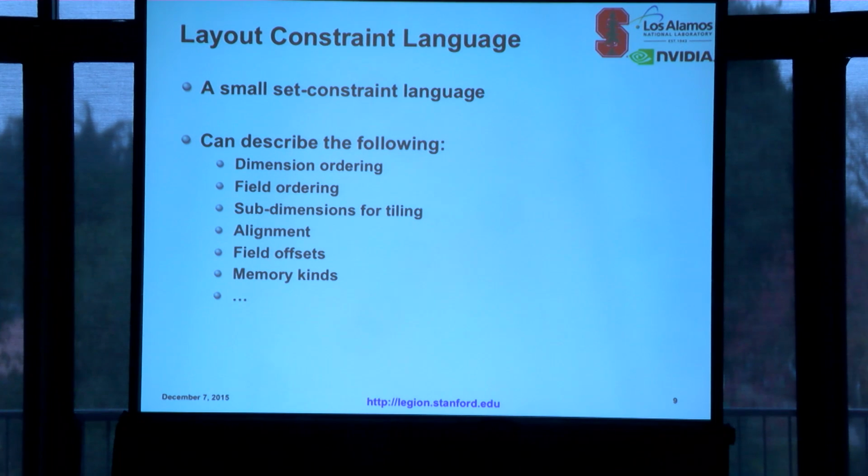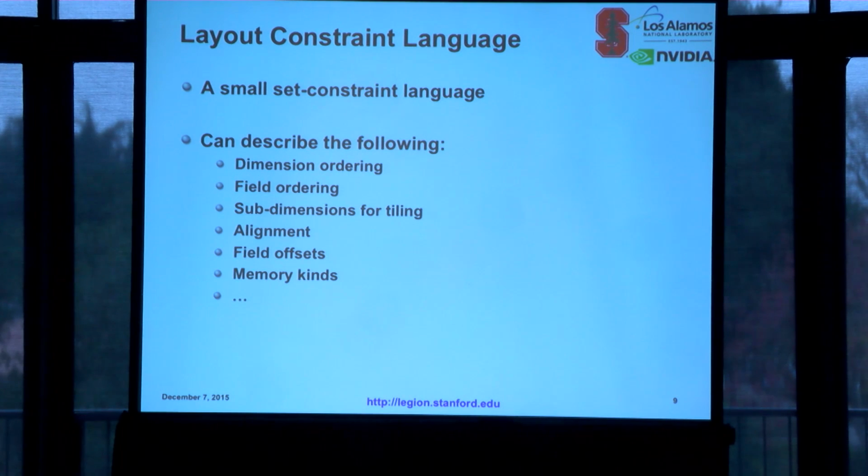So some of the different properties it will allow you to describe, and I'm going to give an example of how to do this in a real case on the next slide. We can talk about ordering of dimensions. So if you have a 3D index space, do you want to do x dimension, then y dimension, then z dimension, or do you want y and then x and then z? You can talk about what order you want fields to be laid out in. Just because your field space has a certain order on your fields doesn't necessarily mean that you want them to be laid out in that order.